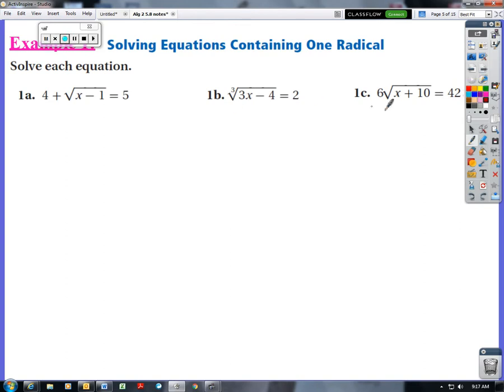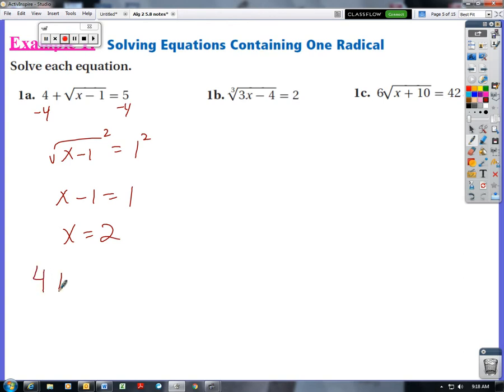Letters 1b and 1c are very similar to the 2 I just did, so do those on your own, and then I'll give you the answers. Let's do number 1a together real quick. Again, we need to isolate the radical. This time we have a 4 being added. We undo addition by subtracting. 5 minus 4 is 1. We undo the radical by squaring both sides. So that's going to be x minus 1 equals 1. Add the 1 to both sides, x equals 2.